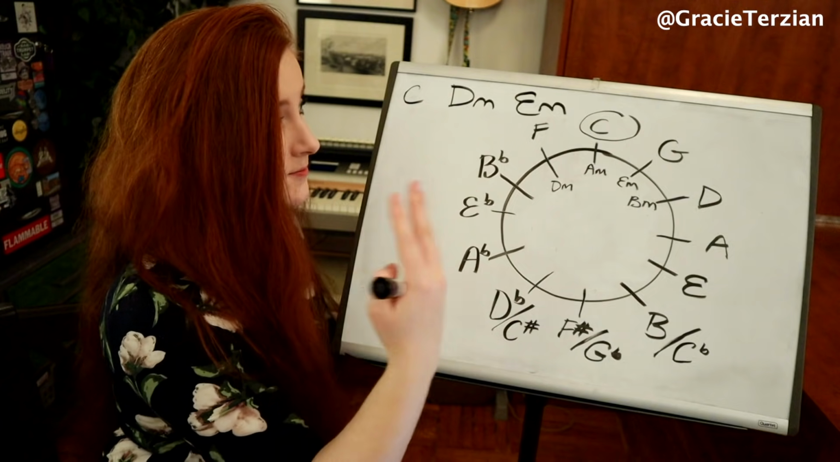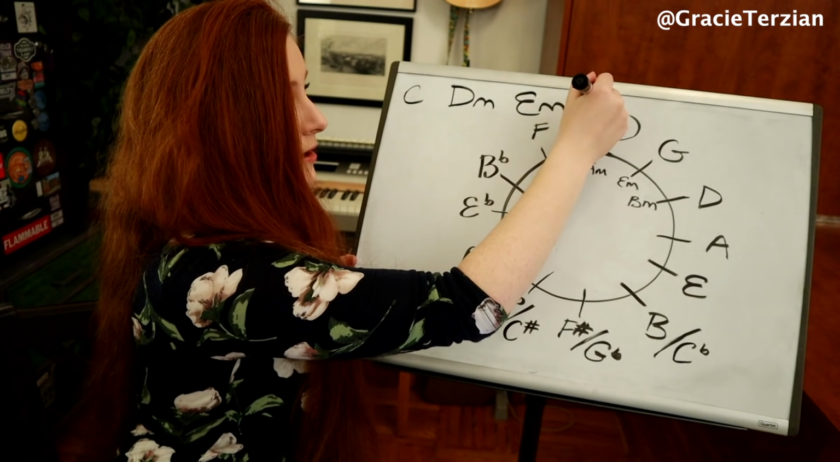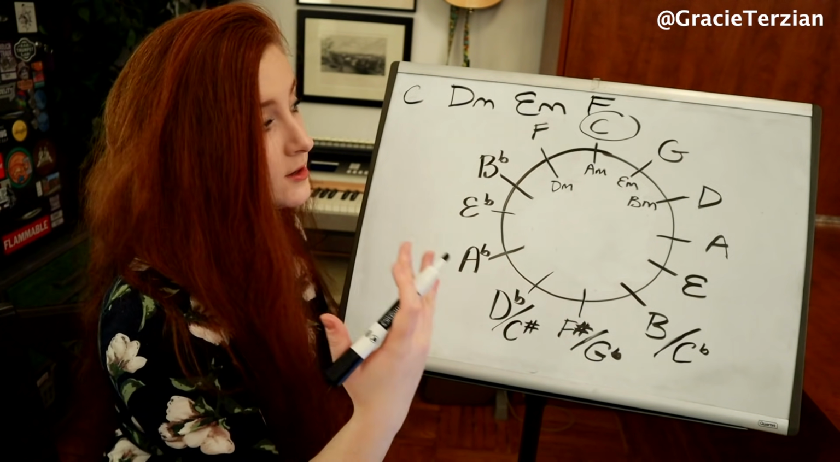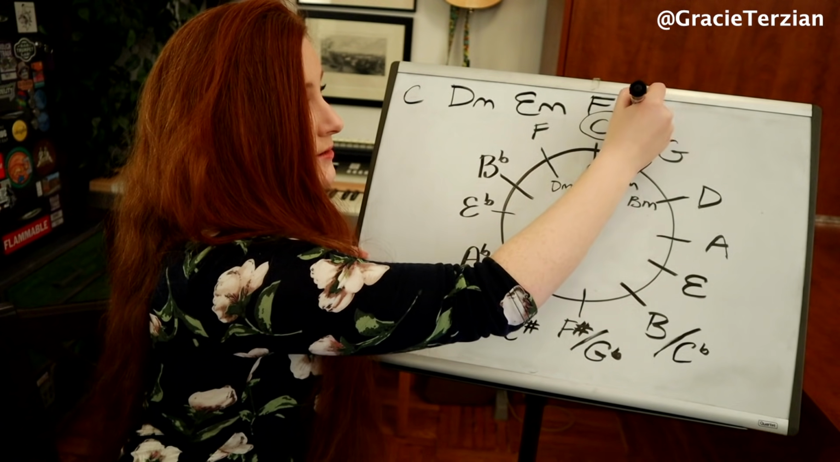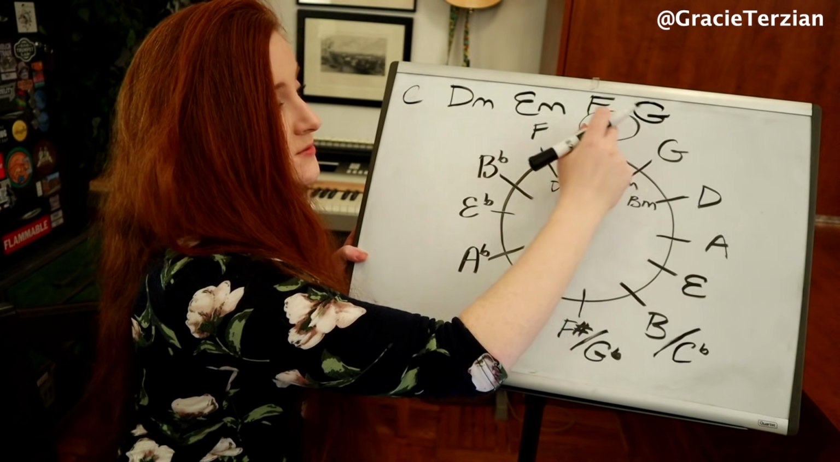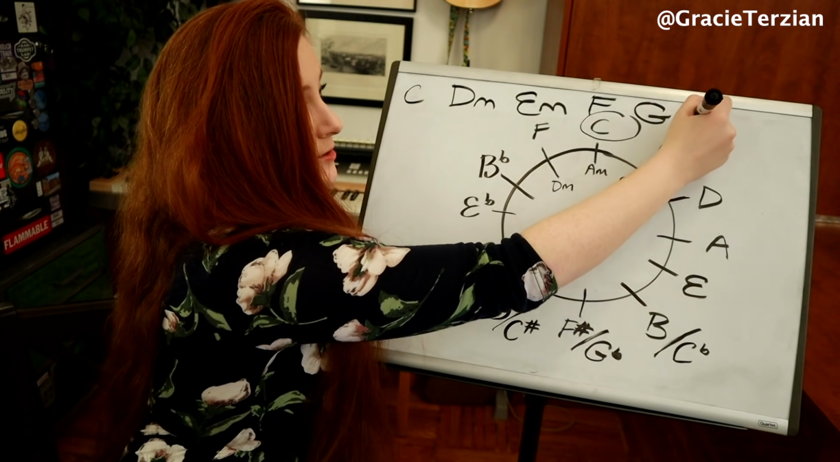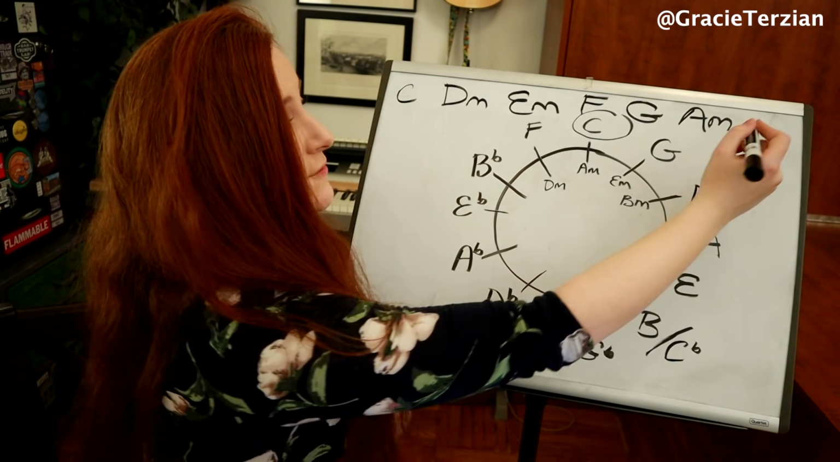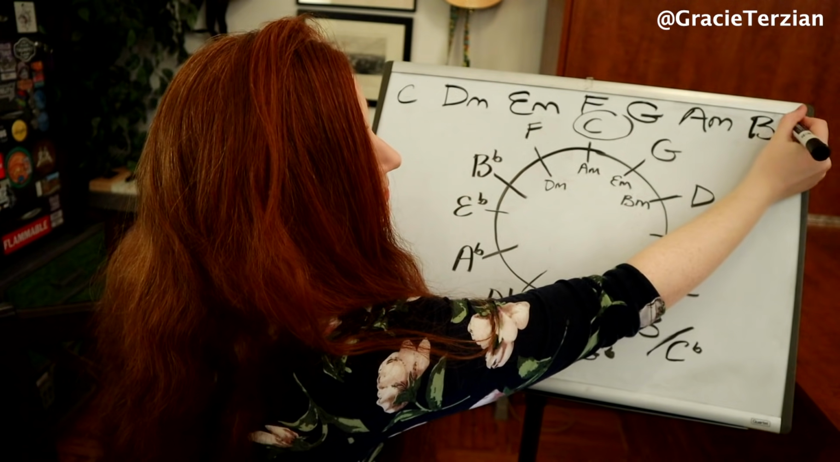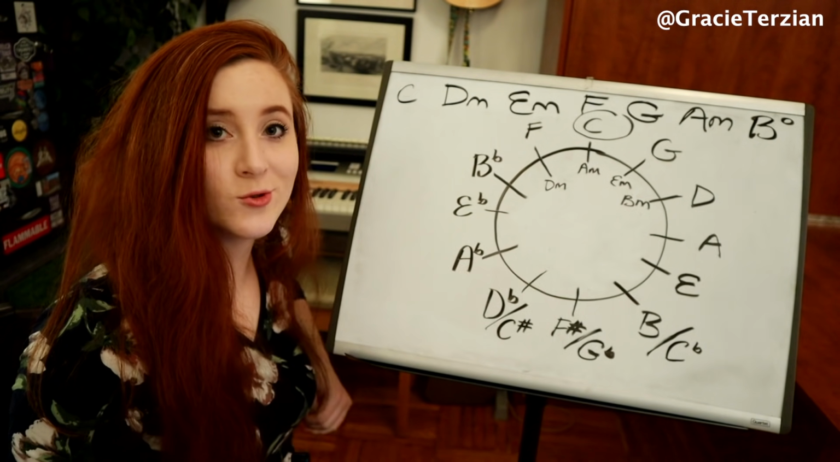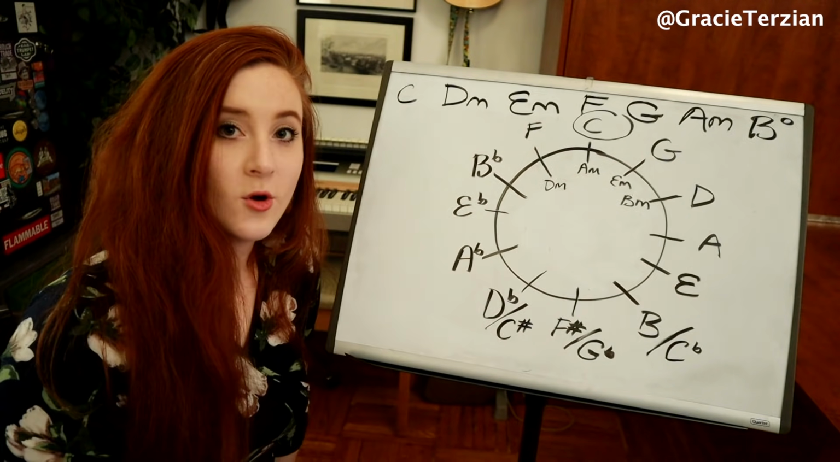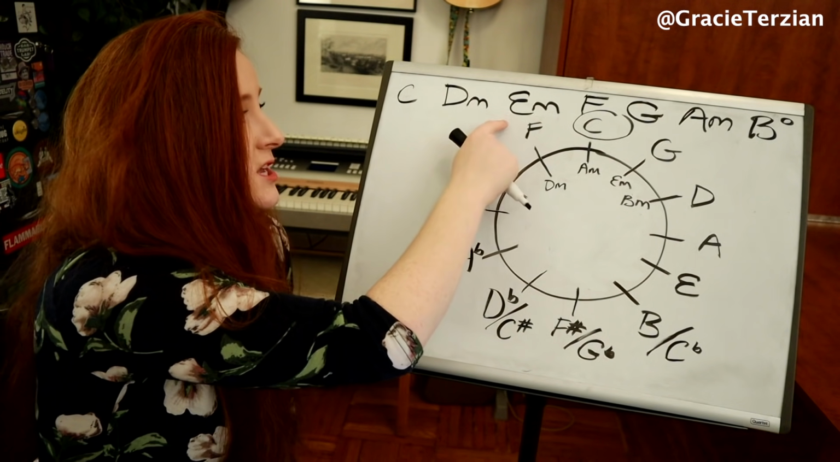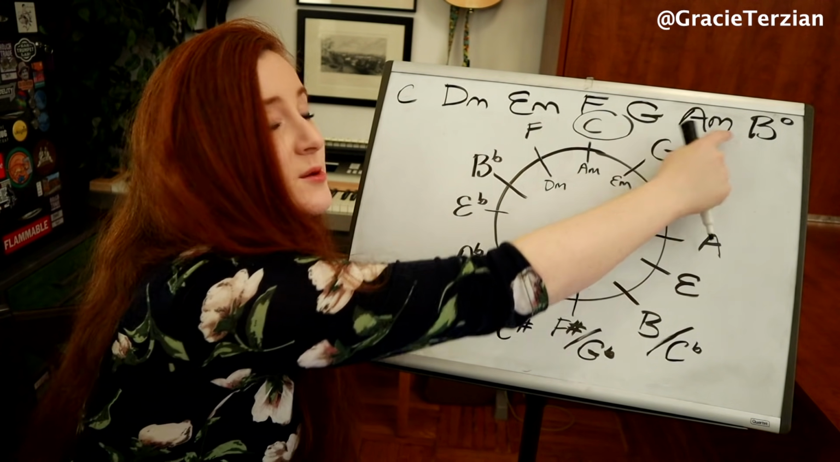Then the 4th chord is going to be F major, right? So F. Then the 5th chord is going to be G, right? C, D, E, F, G. So G major. A minor is going to be our 6th chord, A minor. And then B diminished is going to be our 7th chord. So B diminished. The little circle is a shorthand for diminished. So our diatonic chords are C major, D minor, E minor, F, G, A minor, and B diminished.